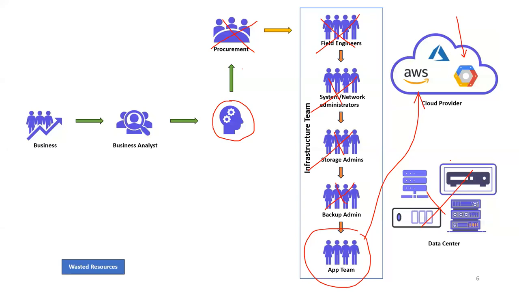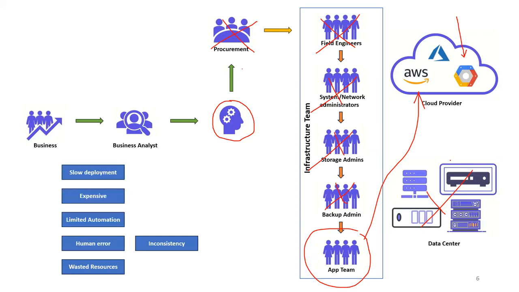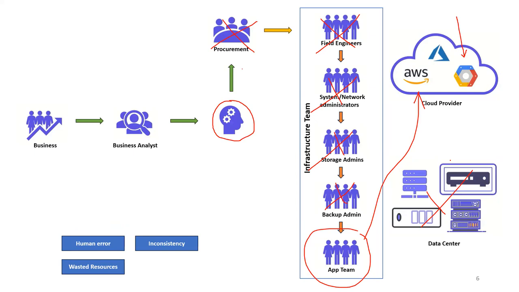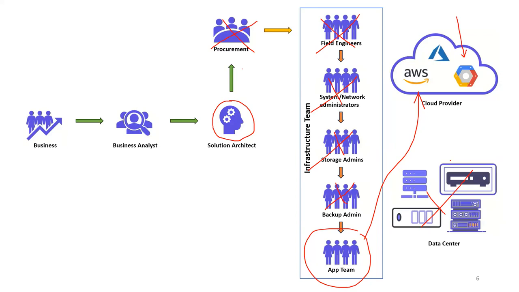There will be some amount of wastage, but compared to the traditional working model, that wastage is very less. So this is how we are working in the cloud computing model. Automation is good, and it is less expensive. Limited automation will not be there. It is fully automated. No human error, no inconsistency, no wasted resources. So this is how cloud is doing the benefit to you.